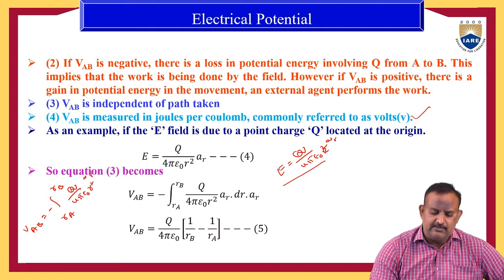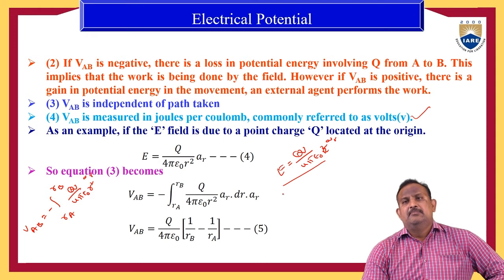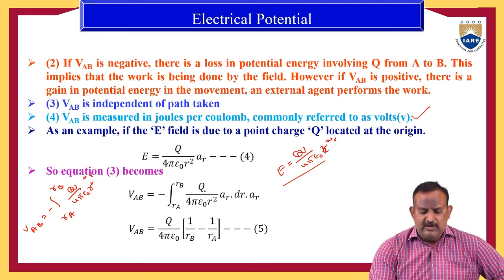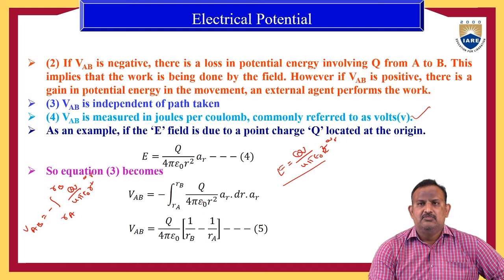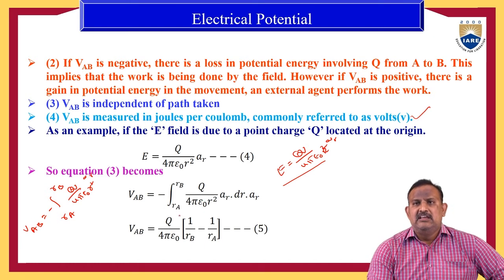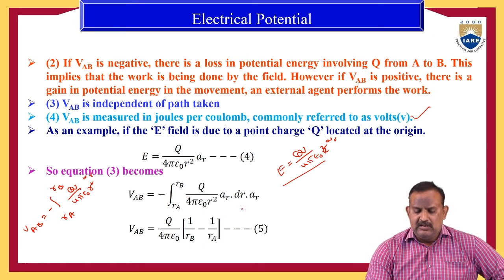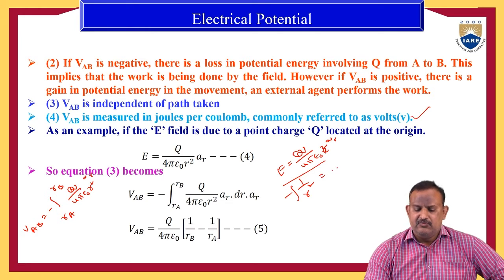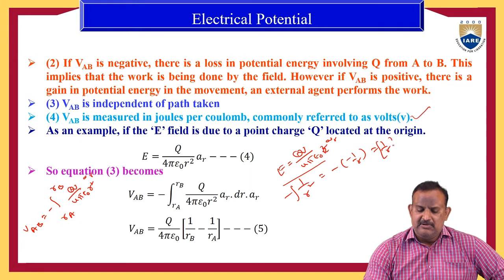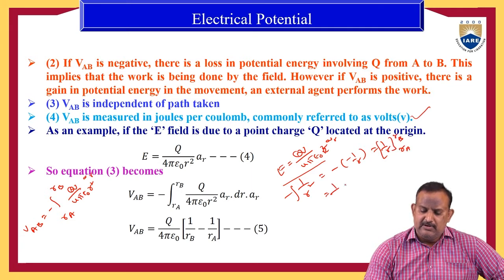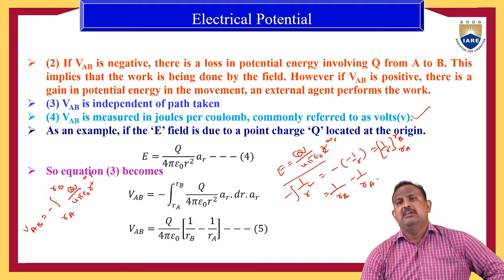Next, if we integrate the equation, Q by 4 pi epsilon naught is constant. Therefore, you can keep it outside. It is minus integral of 1 by R square. The integral of 1 by R square is minus 1 by R. Therefore, minus of minus 1 by R becomes 1 by R between the limits RB to RA. Therefore, it is 1 by RB minus 1 by RA.